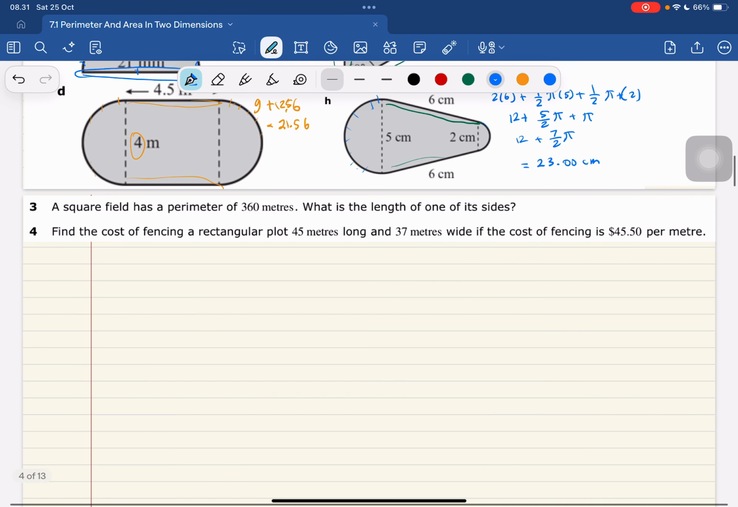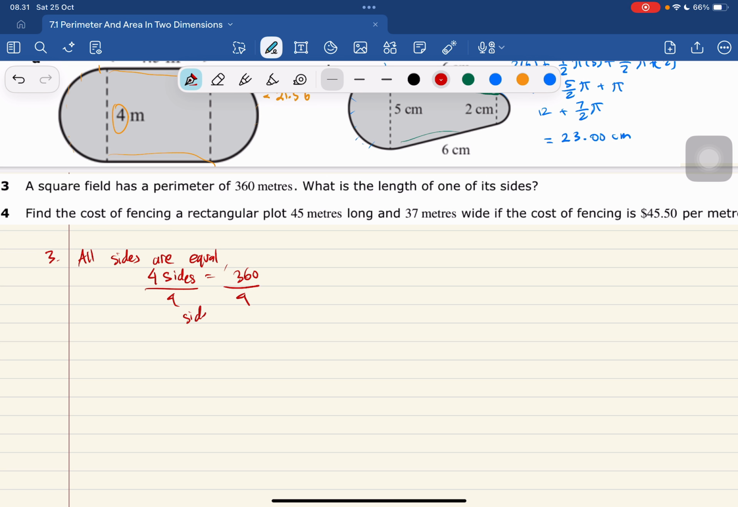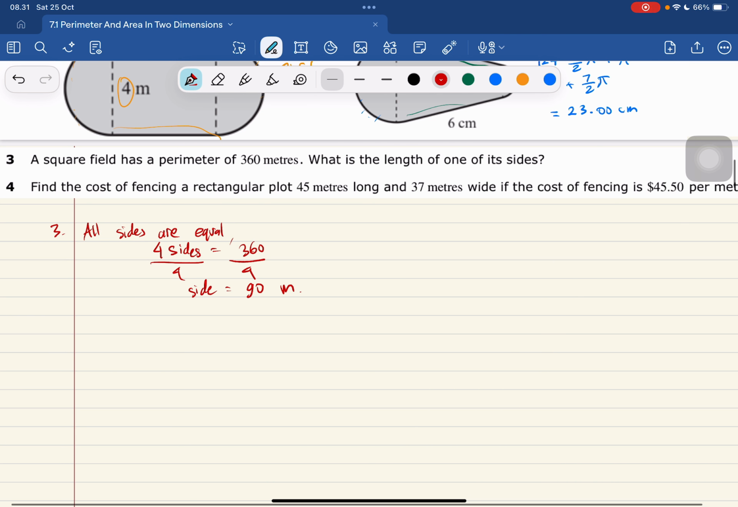Okay, go on. A square has a perimeter of 360. A square perimeter. So the square, all of its sides are equal. So for a side, this is a side, equal to 360. So we just need to divide by 4 to make it one side. 360 divided by 4 is 90. So 90 meters.